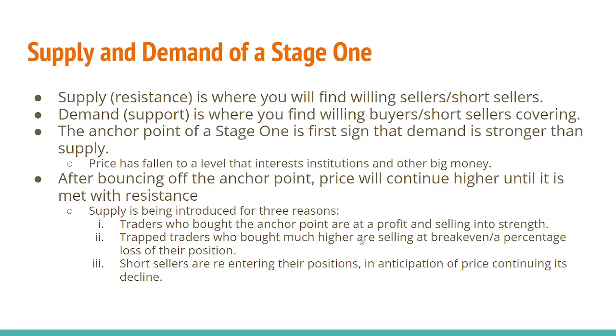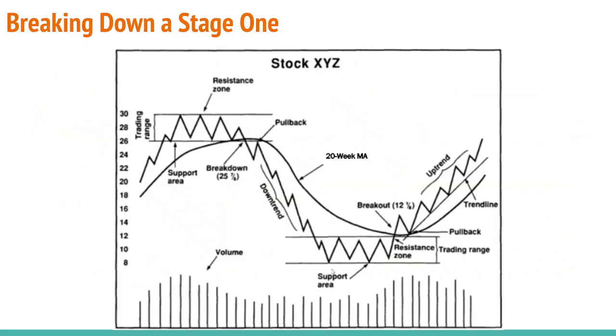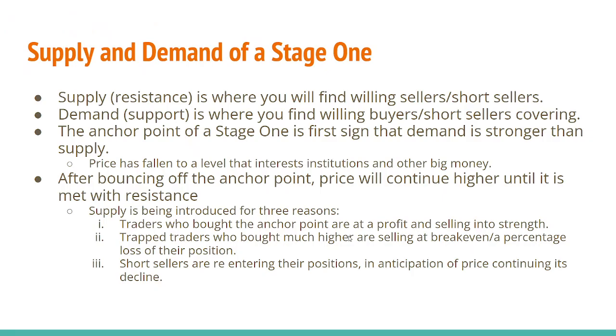So 3 reasons why resistance is a thing. So going back to our chart, traders who bought the anchor point are at a profit and selling into strength. So all of our bottom fishers, all the people that maybe just blindly bought this chart because they said, hey, it was at 30, now it's at 8, this must be a good buy. Maybe once in a blue moon you catch this and it works out well. So they went from 8 to 12, they're up 25%. That's a good move in this short amount of time. So they're going to be taking profits. That's where resistance is going to form.